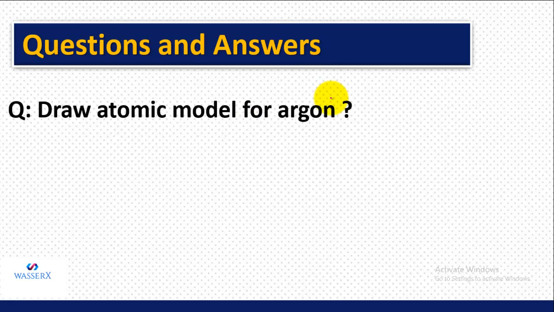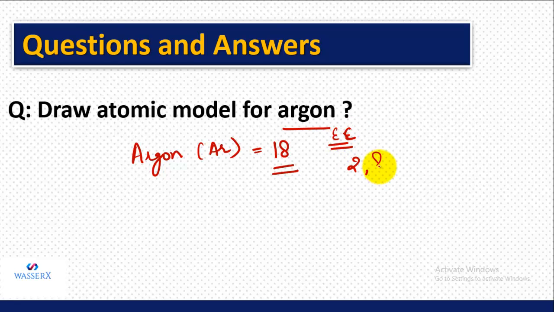Let's do some question and answers. Draw atomic model for argon. So if you have to draw an atomic model, you have to write the name of the element. You have to specify its symbol. You have to write its atomic number and you have to write its electronic configuration, which is 2, 8, 8.